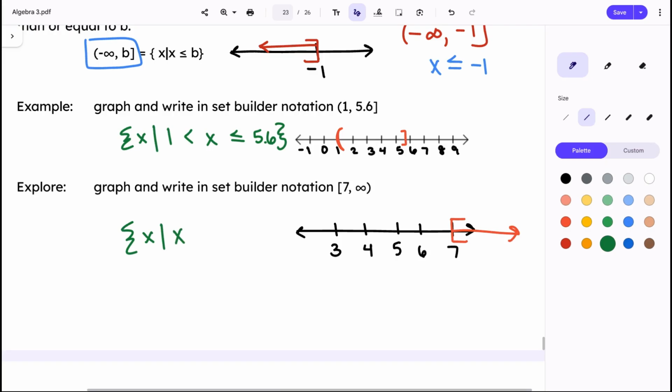How did you guys write that? x is what? Yeah, greater than or equal to 7. Because that shows what we did on our number line. We had 7 included because of our hard bracket, and it went forever to the right, so it's always going to be greater than 7.